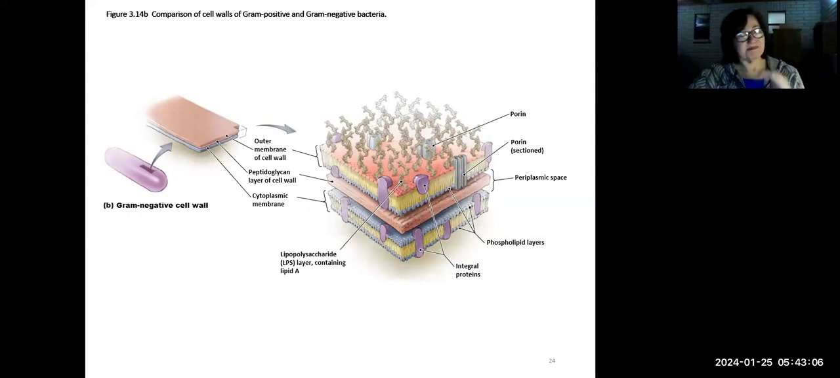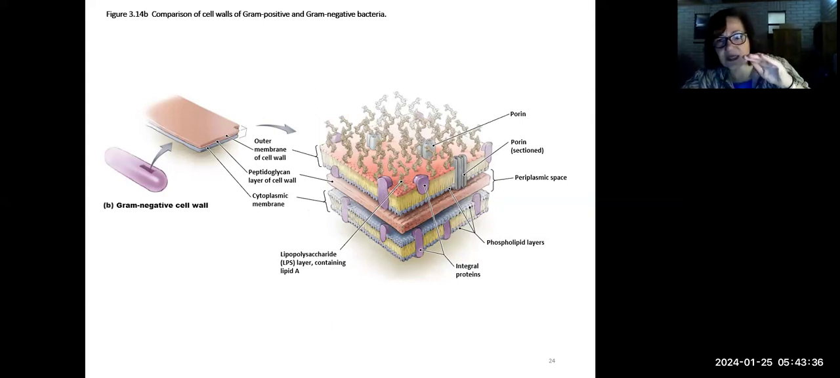Gram-negative has yet another layer. So on the inside, here's that phospholipid bilayer, the Oreo cookie layer, phosphate heads, lipid tails, some embedded proteins. Then there's a little bit of space. Then there's the peptidoglycan layer, just like with gram-positive, but it's just not as thick, so it can't hold on to the stain as well, which is why it does not appear purple.